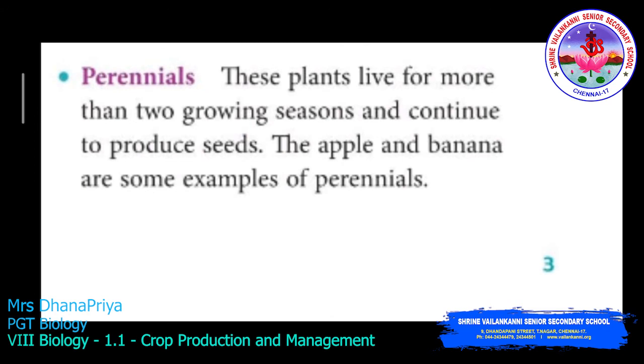Next one is perennial. These plants live for more than 2 growing seasons and continue to produce seeds. The plants persist for many growing seasons, generally the top portion of the plant dies back each winter and regrows the following spring from the same root system. The examples are apple and banana. These are examples of perennials.